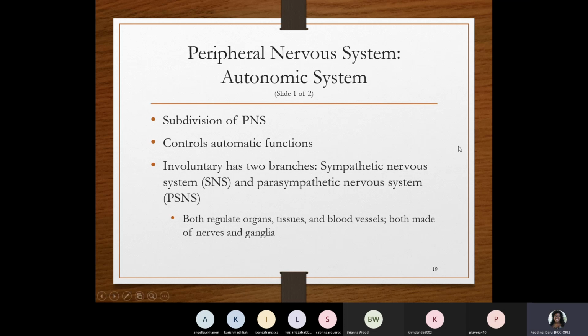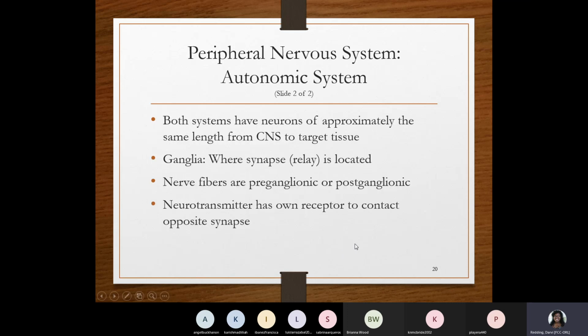Now, they both work by regulating the organs, tissues, and blood vessels, and they both are made of nerves and ganglia. So with the peripheral nervous system, as we learn about the autonomic system, both systems have neurons of approximately the same length from the CNS to the target tissue. Now, when ganglia occurs, that's where you have a relay, a synapse, which is where it's located. You also have nerve fibers that are preganglionic or postganglionic. And then the neurotransmitter has its own receptor to contact the opposite synapse.